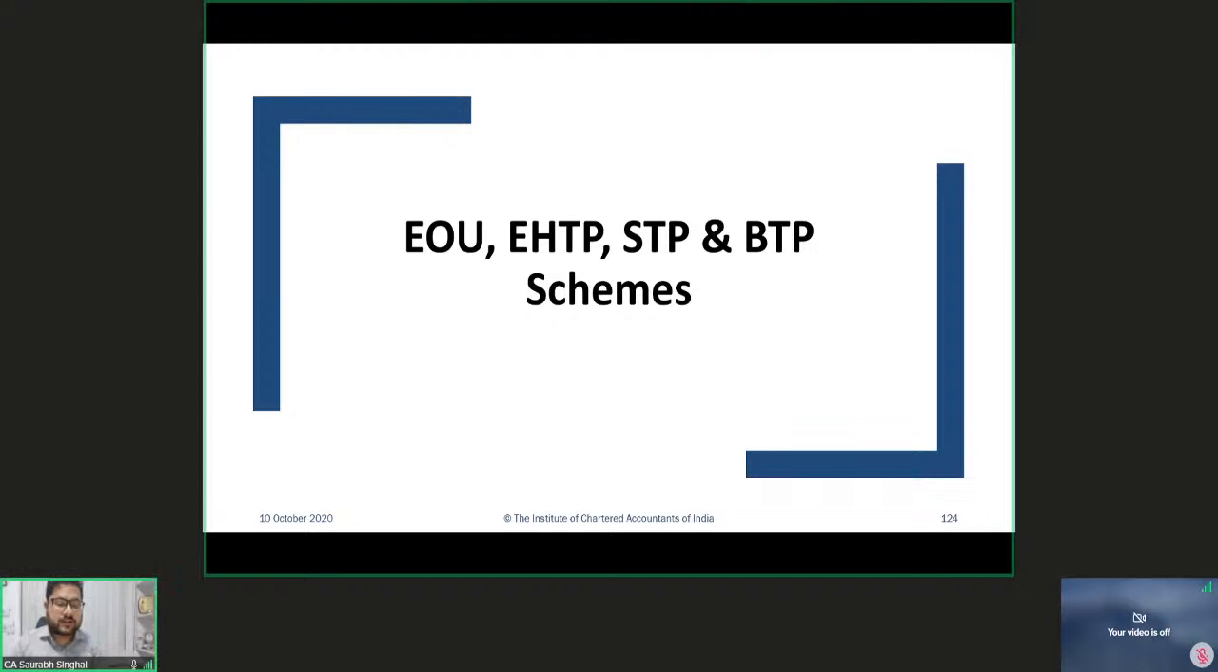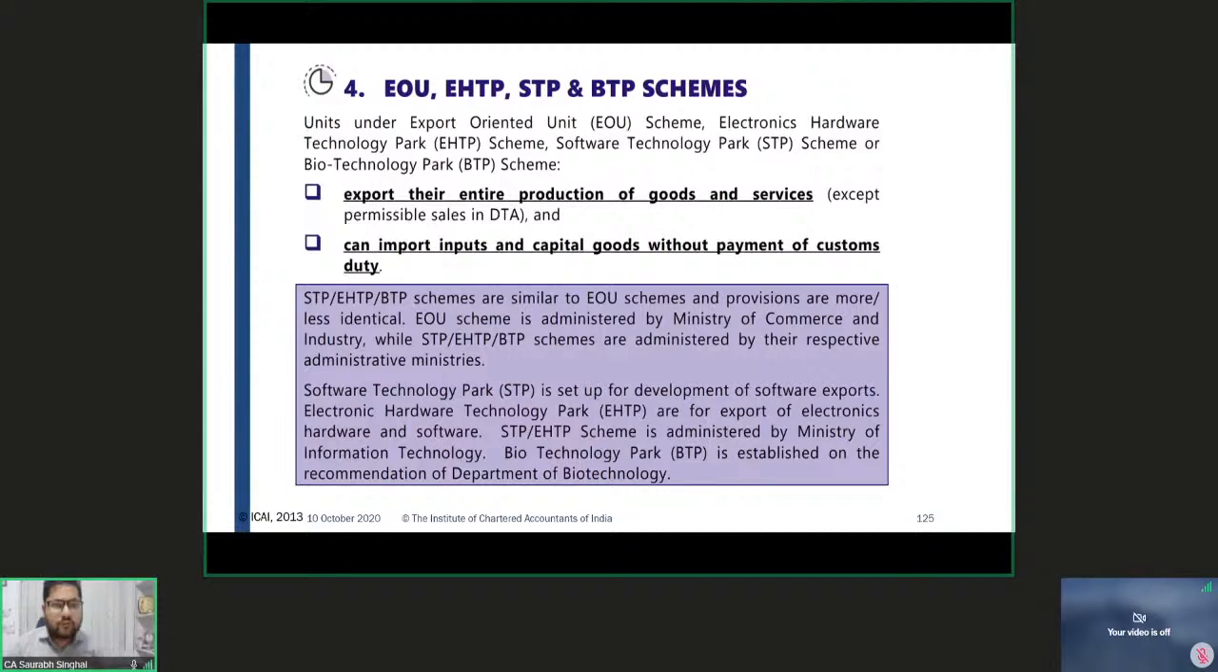Now we come to status holder schemes: EOU, EHTP, STP, BTP. What are they? I'll tell you in a very simple fashion. There is a Board of Approval. The schemes or the status are EOU, then Electronic Hardware Technology Park, then Software Technology Park, and Biotechnology Park.